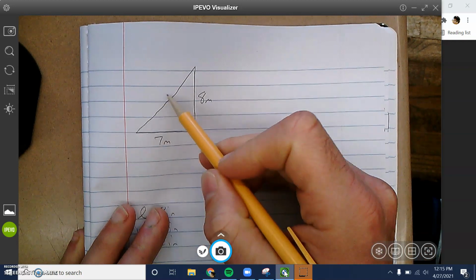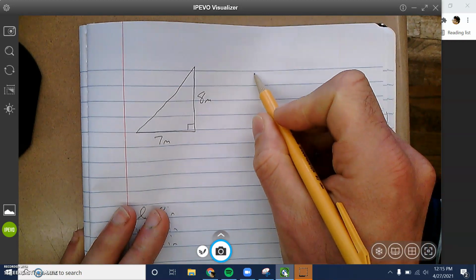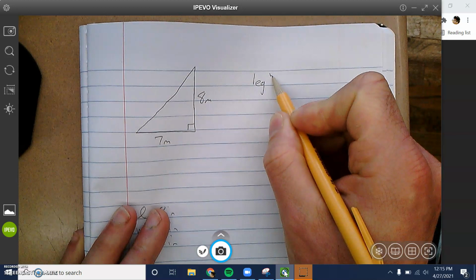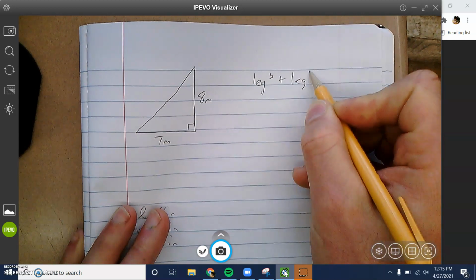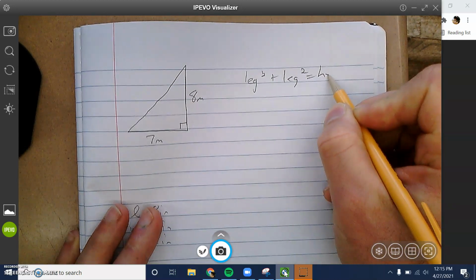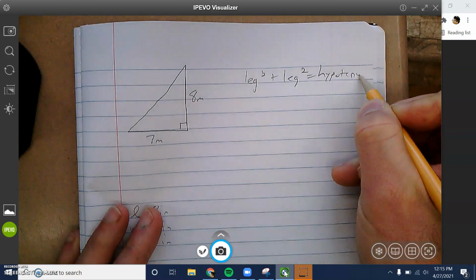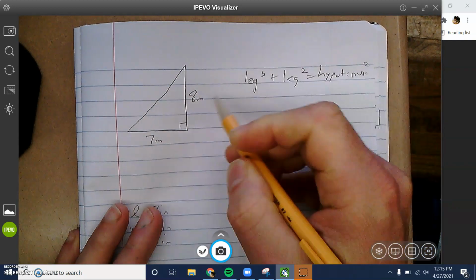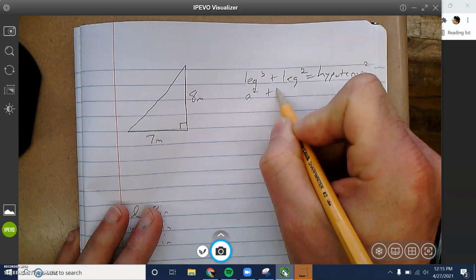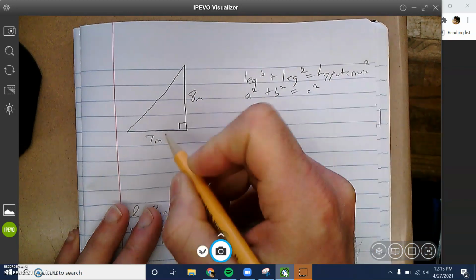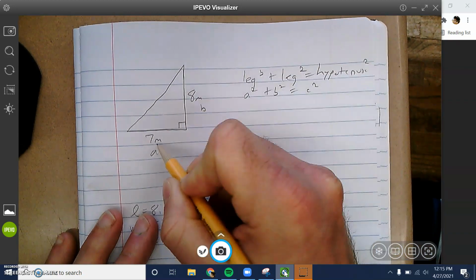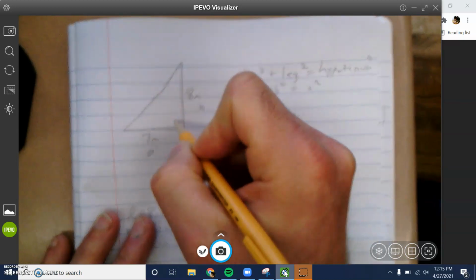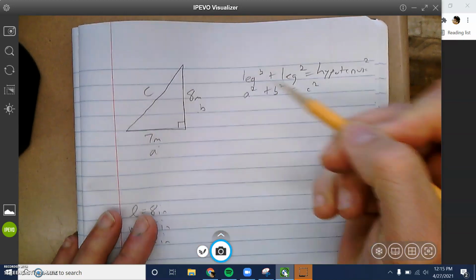And to find the missing side of a right triangle, we use the Pythagorean theorem, which is leg squared plus leg squared equals your hypotenuse squared. There we go. Also known as a squared plus b squared equals c squared. So the legs are interchangeable. One could be a, one could be b, and the hypotenuse across from the right angle is always c.